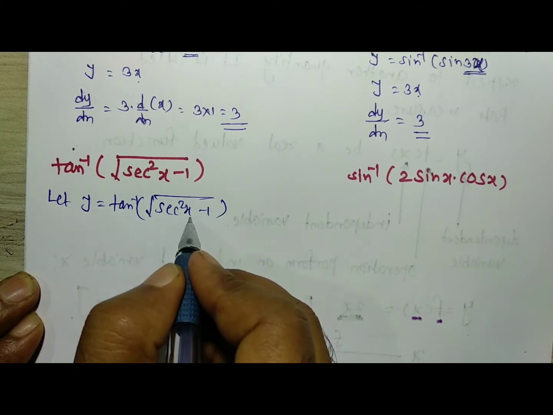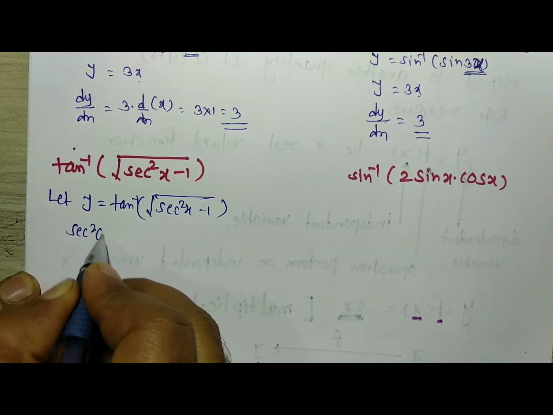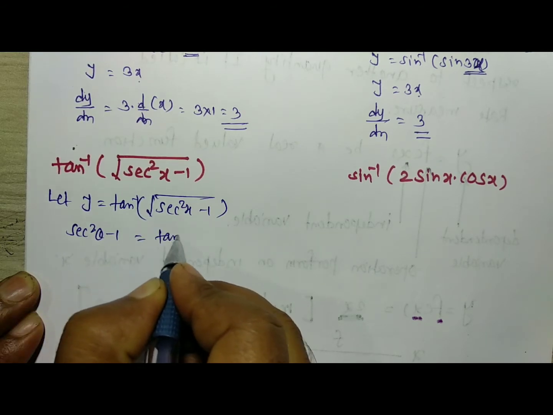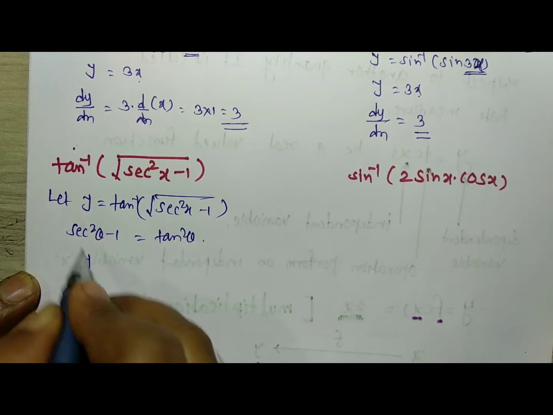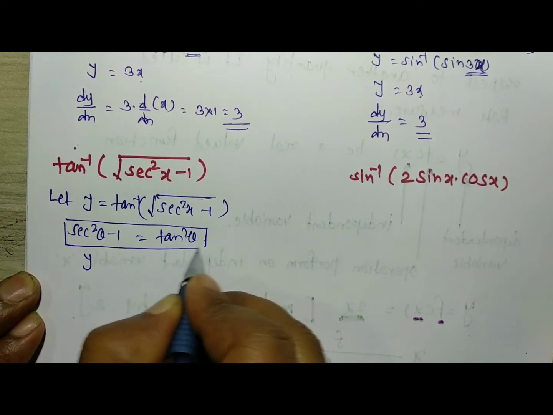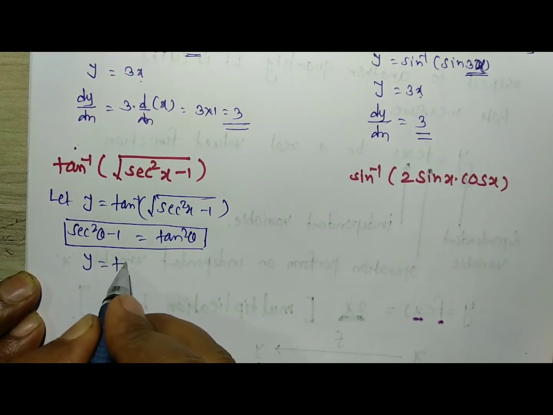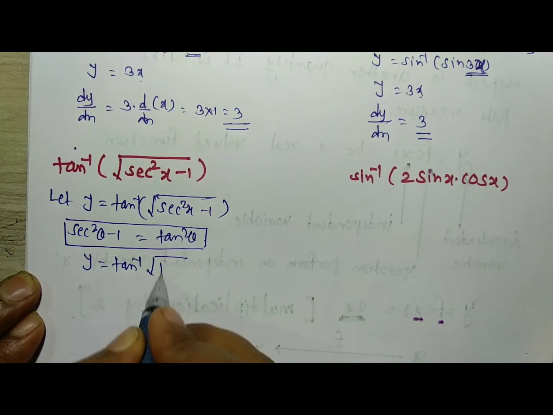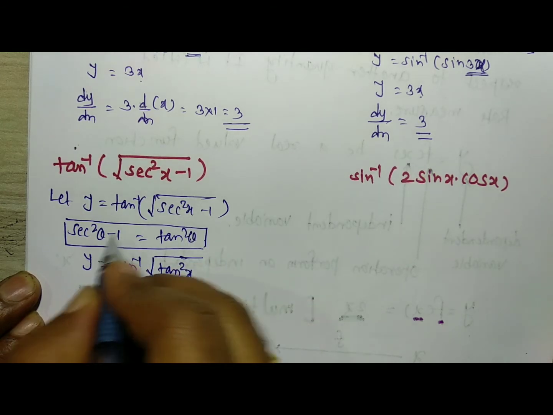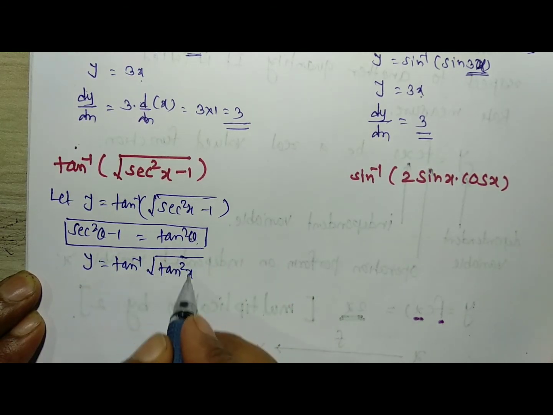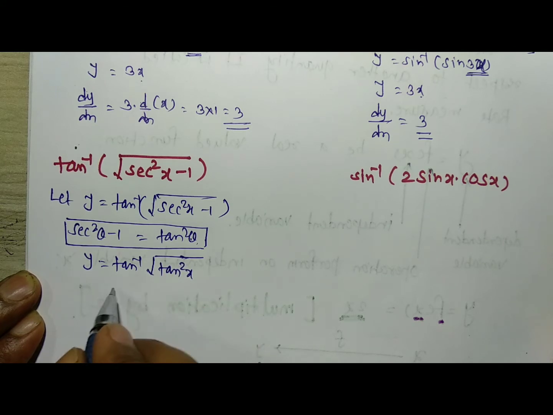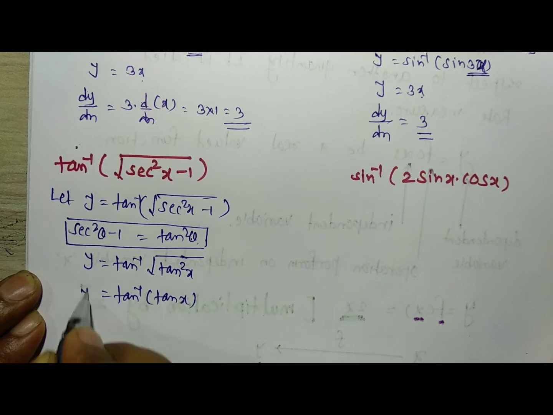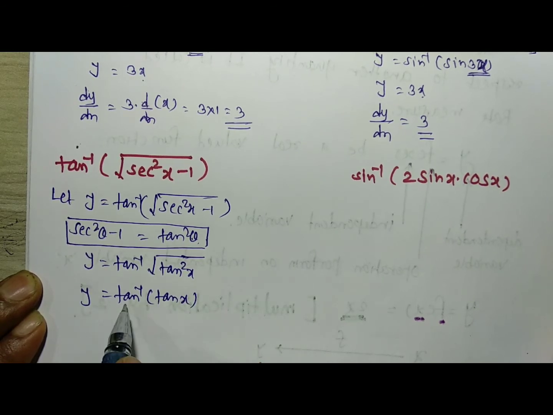We know that sec square theta minus 1 is equal to tan square theta, and therefore by using this formula, y is equal to tan inverse of square root of tan square x, because theta is replaced by x. The square root of tan square x is nothing but tan x, and therefore y is equal to tan inverse tan x, and tan inverse and tan are cancelled to each other. You will get y is equal to x.